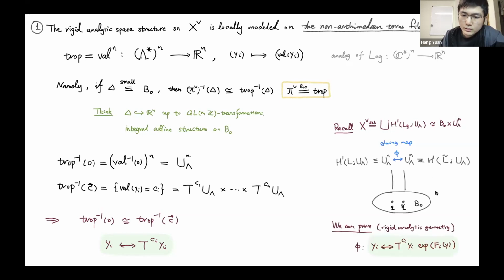And the point is, if you use some rigid analytic geometry, the gluing map takes this form. You have some additional term. So you can compare with the previous simple map here. You have some additional exponential term here.